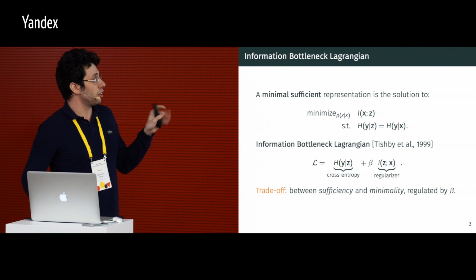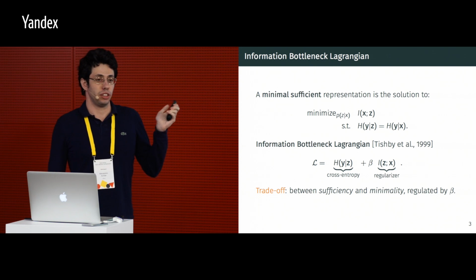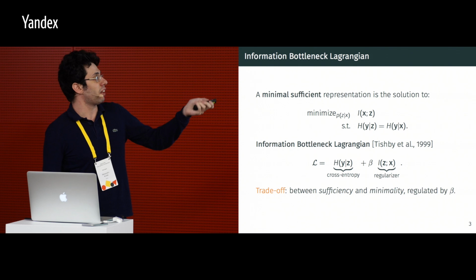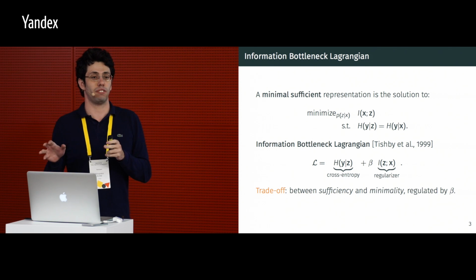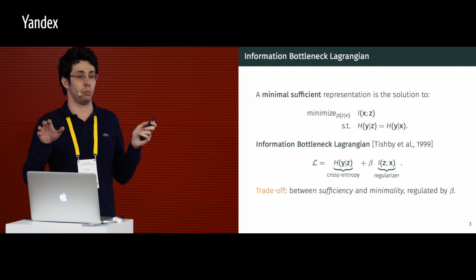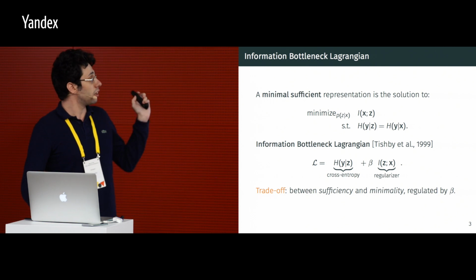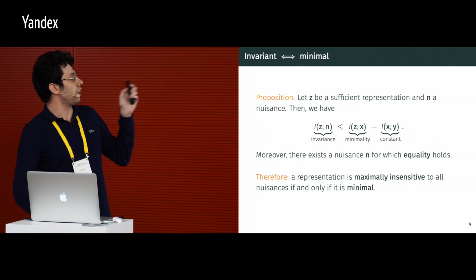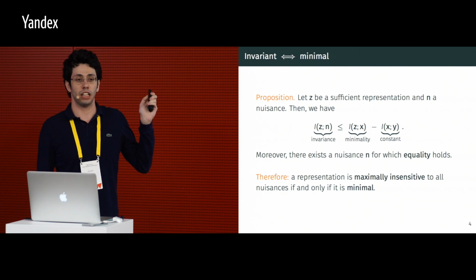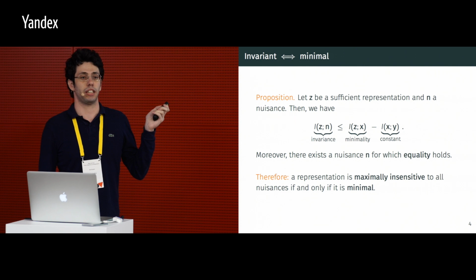Before going to that, we still have some desiderata that we didn't clear. Even if we minimize the information bottleneck Lagrangian and we learn a minimal sufficient representation, we still want the representation to be invariant. But it happens that a sufficient representation is actually invariant to all the nuisances if and only if it is a minimal representation.